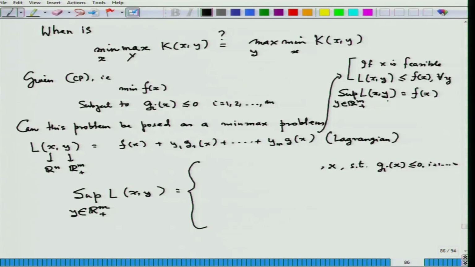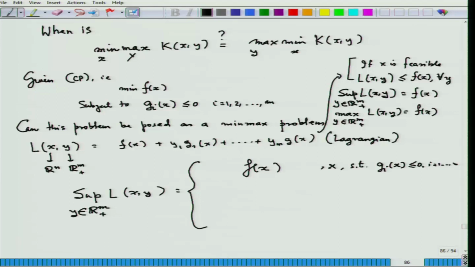If you have not understood this argument, note that if I choose y equal to 0 here, then L(x, 0) is exactly equal to f(x). This is true for all y, so L(x, 0) is less than or equal to f(x); that is, f(x) is less than or equal to f(x). Since the f(x) value is one of these values, this supremum is attained. So when x is feasible, this is what happens, and this is what I write down.